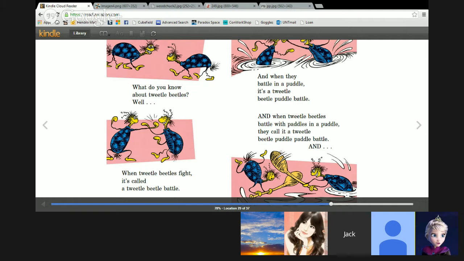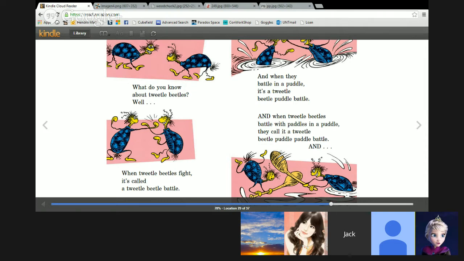Okay, so just try saying it one last time. And when they battle in a puddle, it's a Tweedle-Beetle puddle battle. Good. And now try saying that final paragraph. And when Tweedlebeetles battle with just different paddles? Yeah, paddles. Paddles are what you use for boats or canoes.